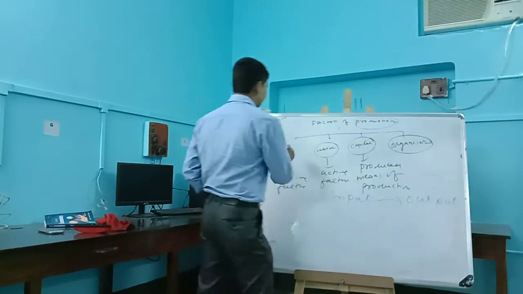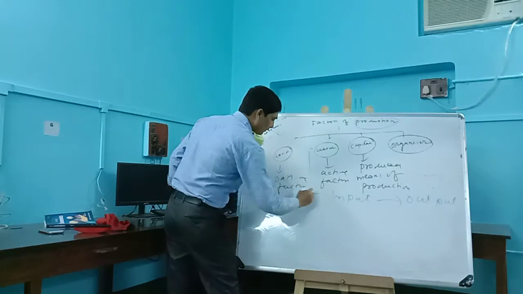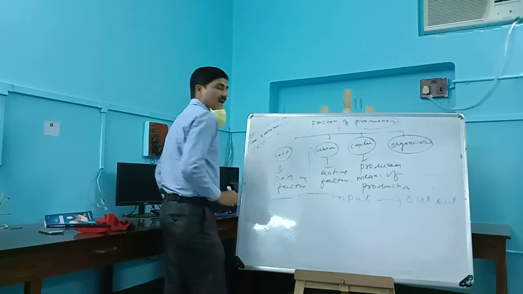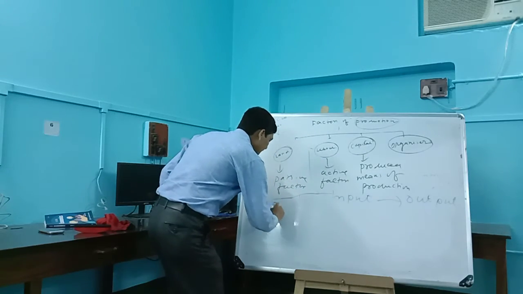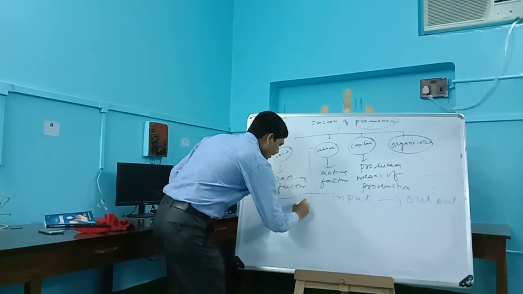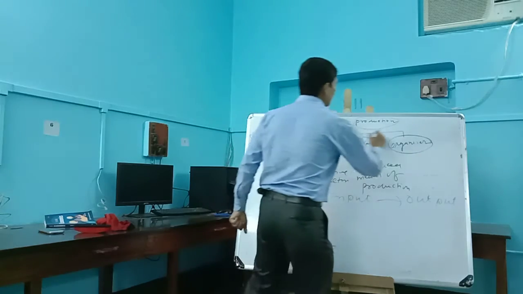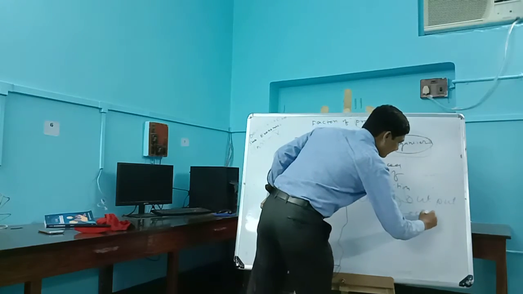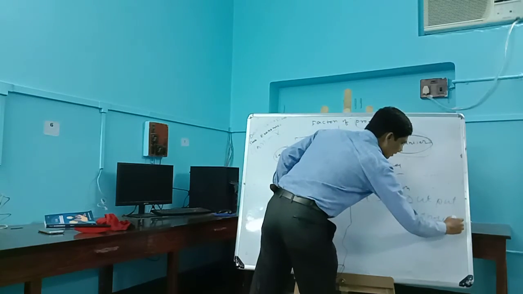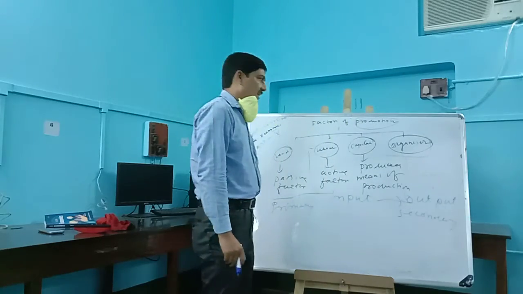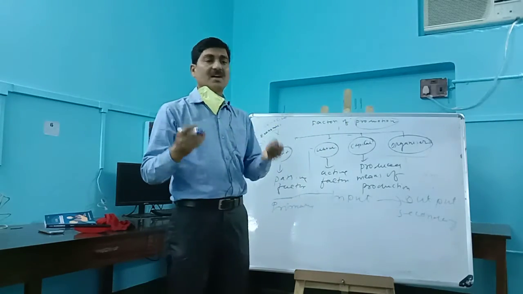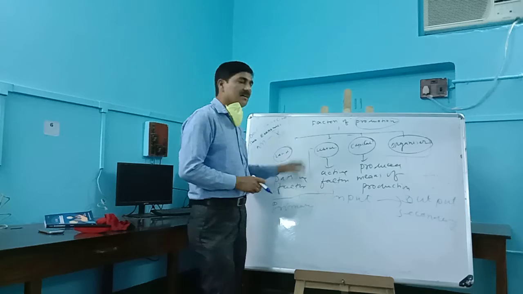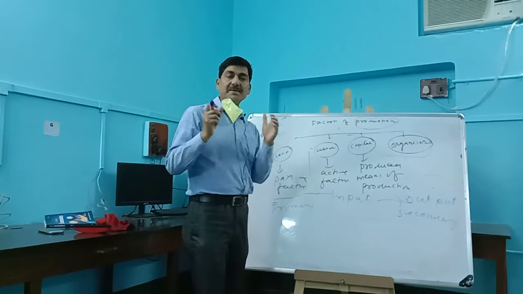So land and labor are called primary factors of production. These two are called primary, and these two are called secondary. Primary and the secondary factors of production. So land and labor, primary factors of production, very, very important.